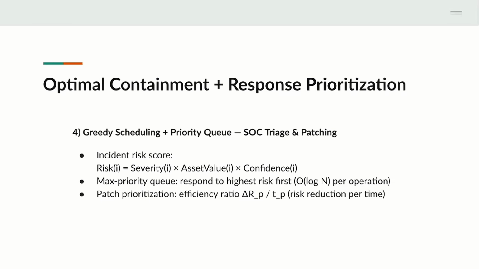Priority queue operations take O(log n) per insert or extraction, so it scales well. For patch planning, we also use a greedy efficiency idea. Prioritize patches with highest risk reduction per unit time, so we get maximum improvement within limited maintenance windows.